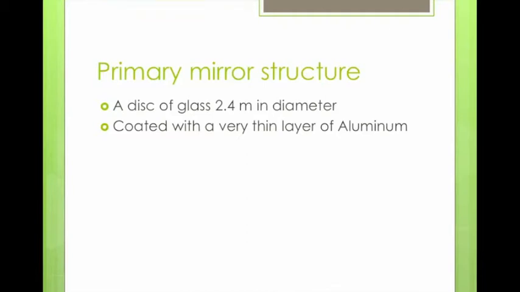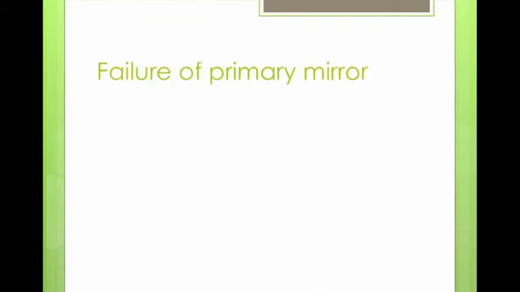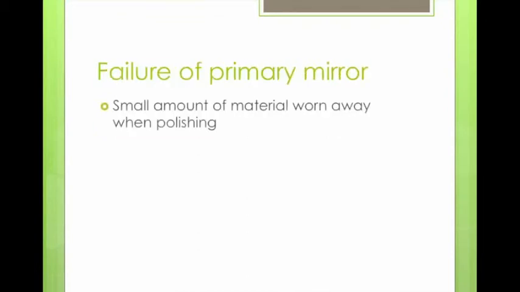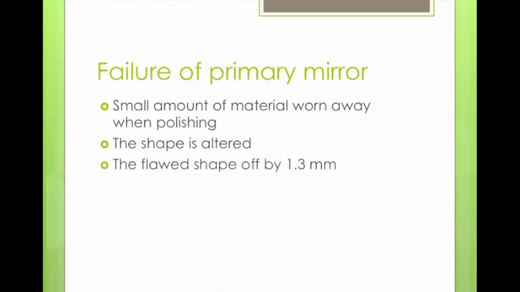What went wrong with the primary mirror? When glass is polished, small amounts of material are worn away, so by selectively polishing different parts of a mirror, the shape is altered. The flawed shape was due to a mirror needed in the construction being off by 1.3 mm.